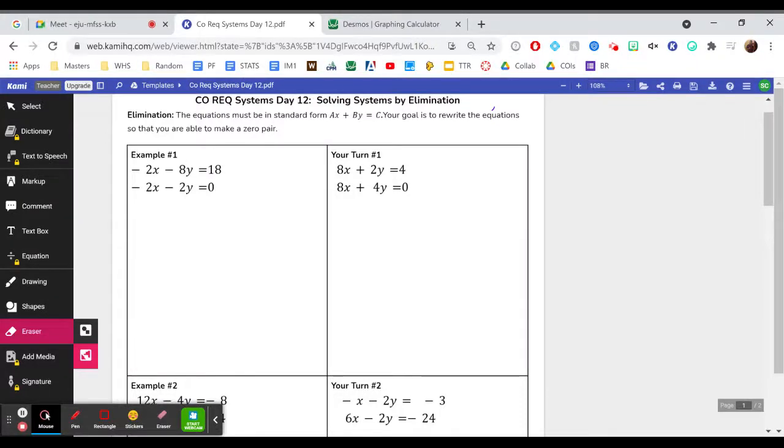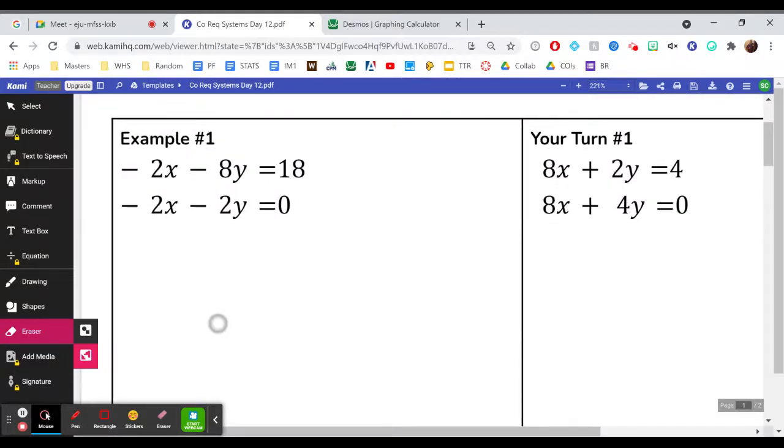All right, so in this new lesson, we're going to continue solving systems by elimination, but today we're going to focus on a different step. Before, we would just add the equations straight down, and we would eliminate one of the variables because they made a zero pair. However, today they won't. We will need to multiply one of the equations by -1 in order to make a zero pair. So let's look at the first example.